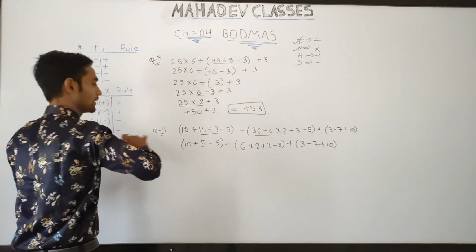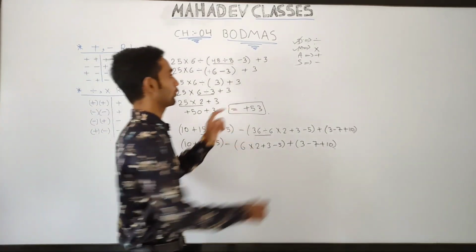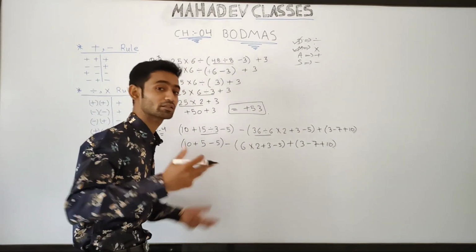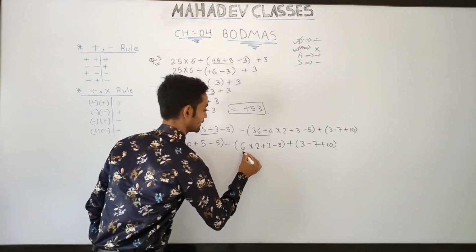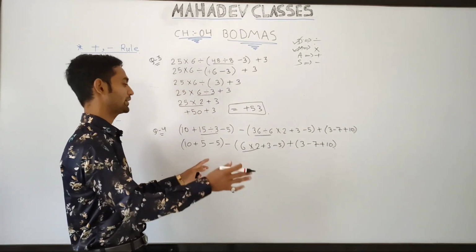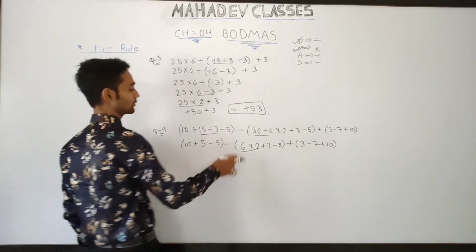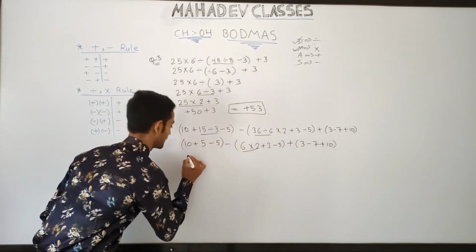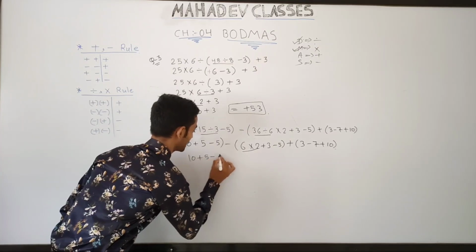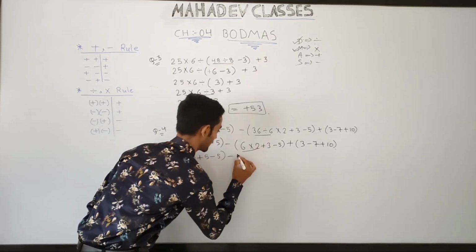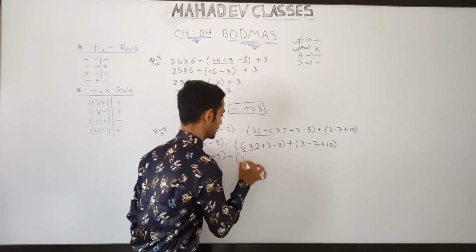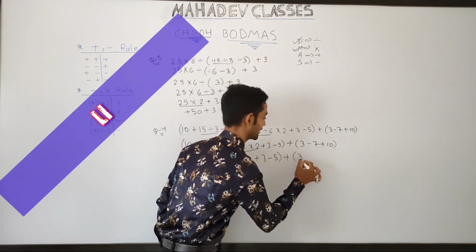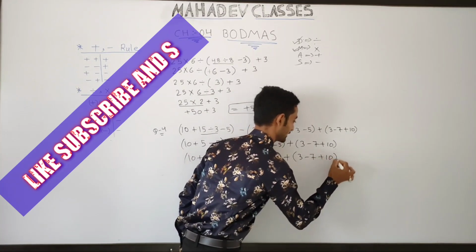Okay, now we have done the process of division, and now go for M, which is multiplication. Where are the multiplication symbols? See, it is only here, 6 multiplied by 2. So we will simply do the process of multiplication between 6 and 2. 6 2s are 12. So now we have 10 plus 5 minus 5, bracket over, minus in bracket 6 2s are 12, here plus 3 minus 5 plus in bracket 3 minus 7 plus 10, bracket over.